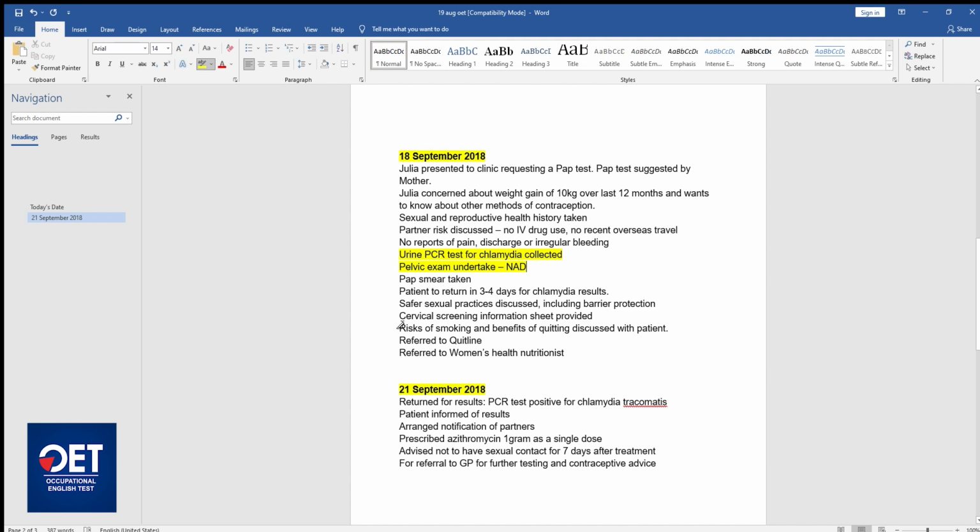After that, the risk of smoking and benefits of quitting were discussed with the patient, then she was referred to Quitline. Also, she was referred to a women's health nutritionist.